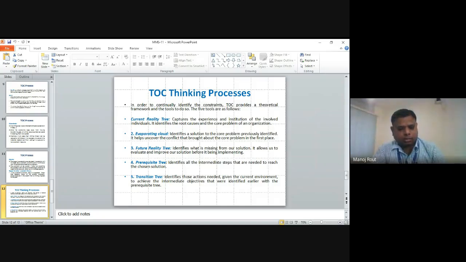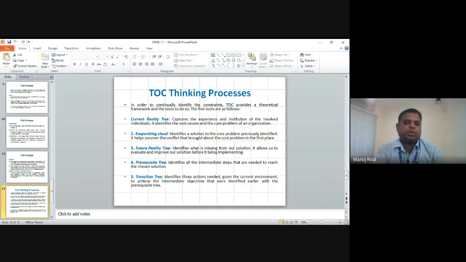The next theory of constraints thinking process tool is the evaporating cloud. In identifying a solution to the core problem previously identified by the theory of constraints, it helps to uncover the conflict that brought about the core problem in the first place. So if you find any kind of difficulties whenever you provide inventories, components, parts, or involvement of people, this tool helps to uncover the conflict that brought about the core problem in the first place. For example, in a particular assembly center, if workstation number 4 finds difficulties regarding machine setup by a particular inefficient employee, that should be brought up first. That is the concept behind the evaporating cloud. It uncovers the conflict in the form of a constraint.